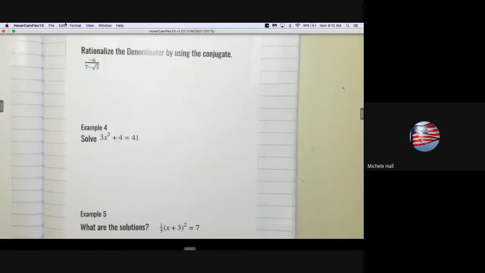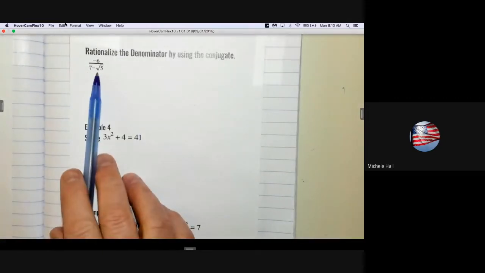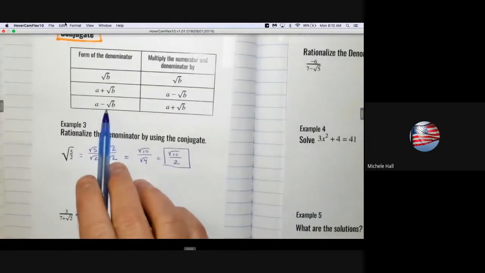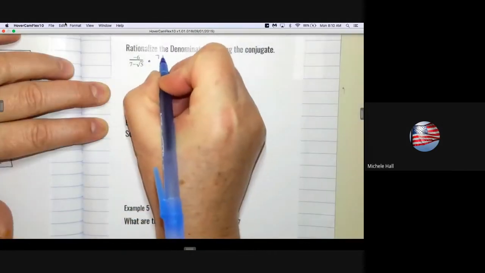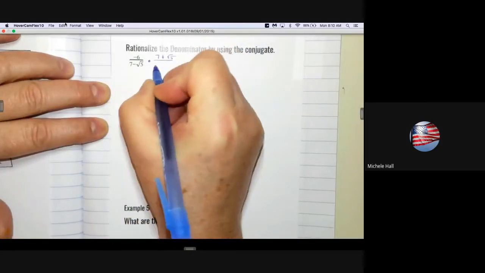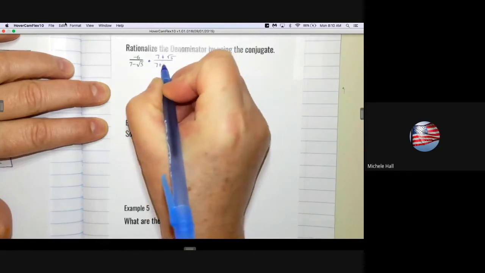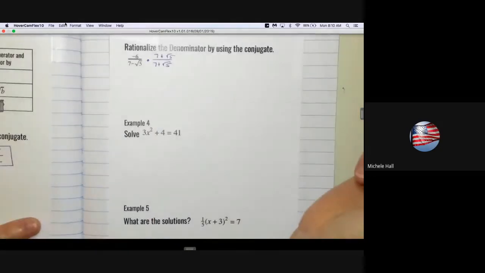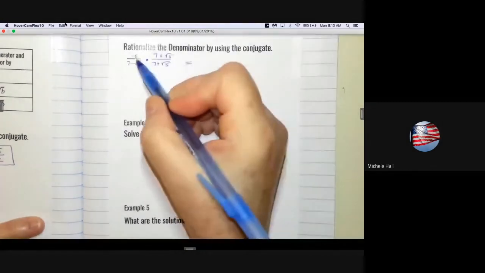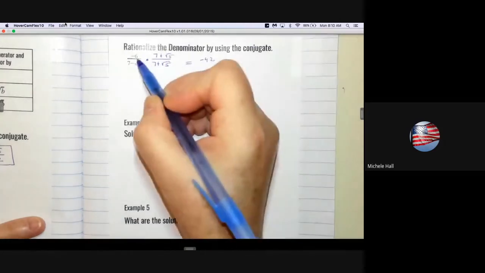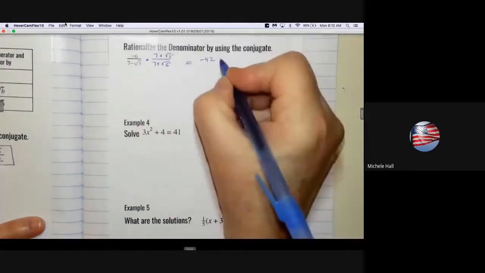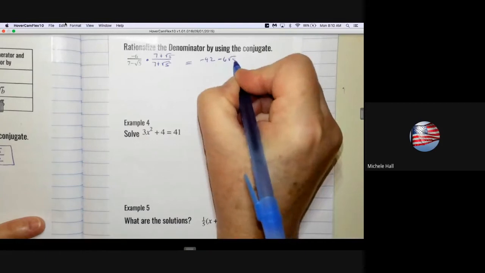Let's try this again. Rationalizing the denominator. I have 7 minus the square root of 5. That means if I have a minus the square root of b, I'll be multiplying by a plus the square root of b. 7 plus the square root of 5. Negative 6 times 7 is negative 42. And then negative 6 times the square root of 5 is negative 6 square roots of 5.